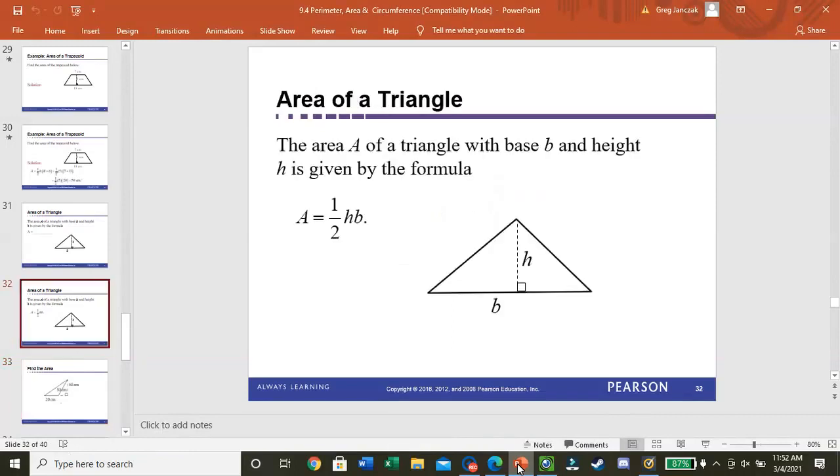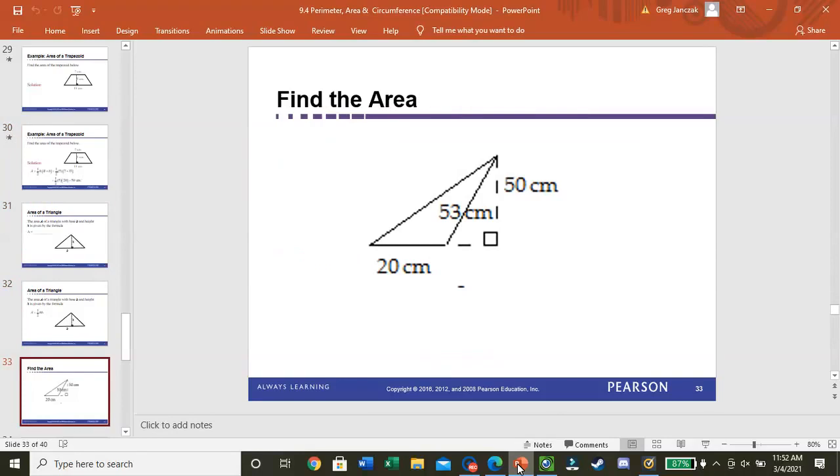This is fine when the height is inside the triangle, but here we have an obtuse triangle, right? Where the height is still perpendicular to the base, but the height is outside the triangle. So that would be similar to what I have here, where in this case, the height is outside the triangle. Okay?